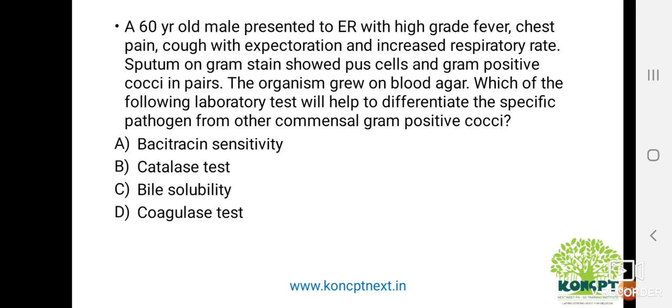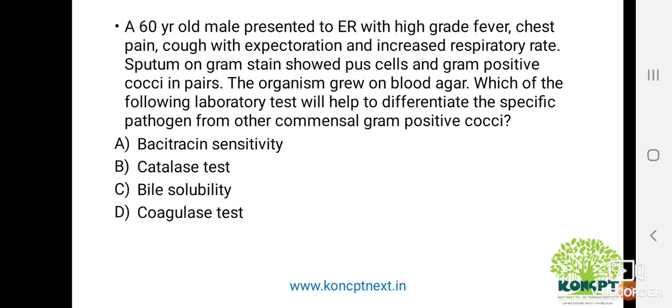So our step 1, high-grade fever, chest pain, cough with expectoration, this is pneumonia. Step 2, identify the organism. Now here, sputum microscopy is showing gram-positive cocci in pairs. Gram-positive cocci in pairs are seen both in commensals as well as in pathogens. The commensal presenting in pairs and chains is Streptococcus viridans. The pathogen presenting in pairs is Streptococcus pneumoniae.